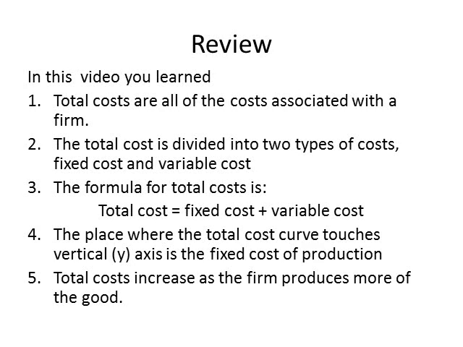In this video, you learned total costs are the costs associated with the production of a good or service. Total cost is divided into two types of costs, fixed cost and variable cost. The formula for total cost is total cost equals fixed cost plus variable cost. Four, the place where the total cost curve touches the vertical axis is the fixed cost of production. Five, total costs increase as the firm produces more of the good.